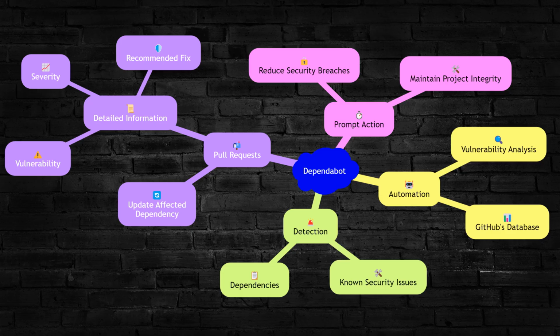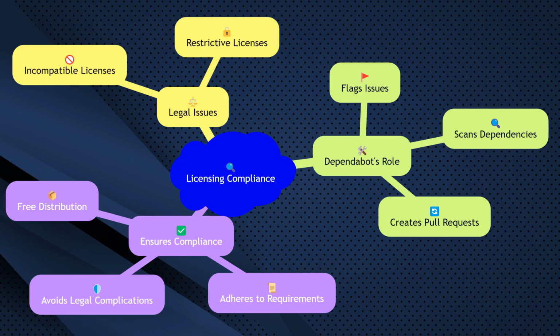Dependabot excels at automating vulnerability analysis. It leverages GitHub's extensive vulnerability database to identify known security issues in your dependencies. When a vulnerability is detected, Dependabot creates a pull request to update the affected dependency to a secure version. These pull requests include detailed information about the vulnerability, its severity, and the recommended fix. This automated process ensures that vulnerabilities are addressed promptly, reducing the risk of security breaches and maintaining the integrity of your project.